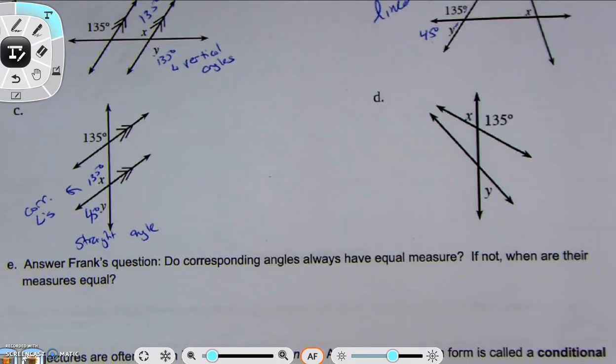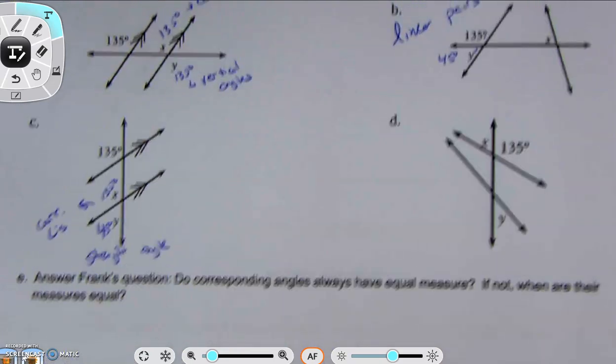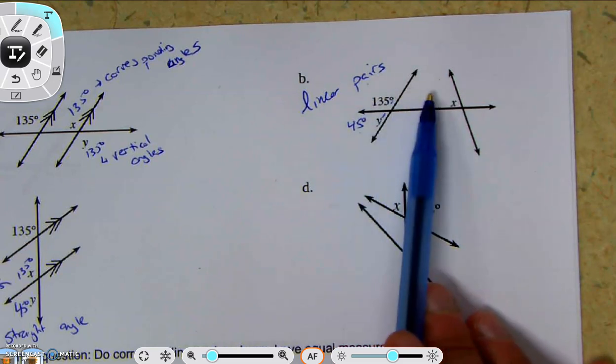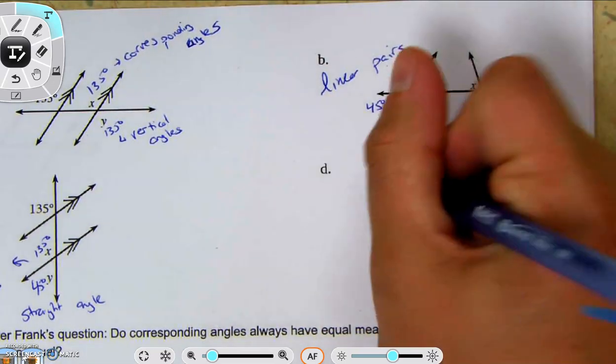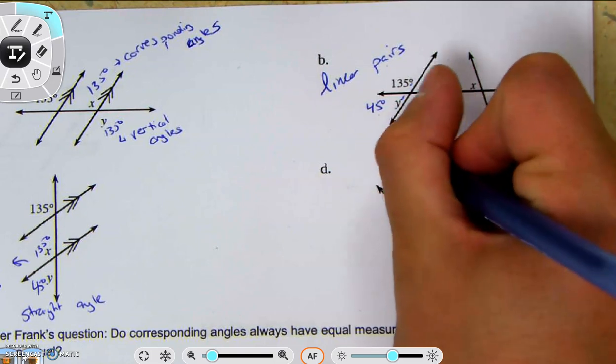So Frank's question, do corresponding angles always have equal measures? If I look, technically these are corresponding, right? They're in the same spot, but we can see that those definitely aren't the same. Even this one, I guess I can find 45. I skipped that one, 45, and we know that those are linear pairs or straight angles.